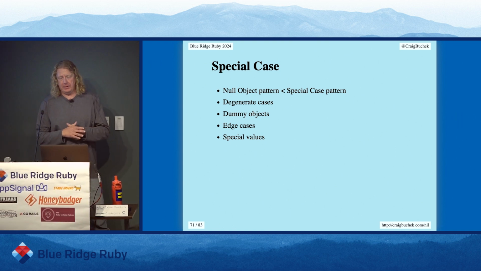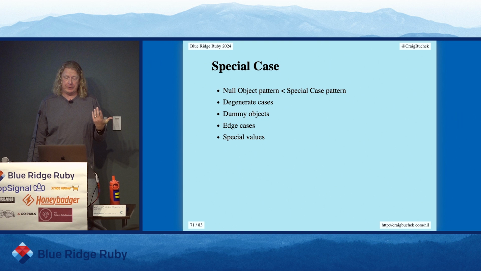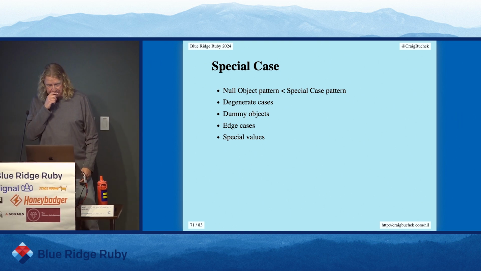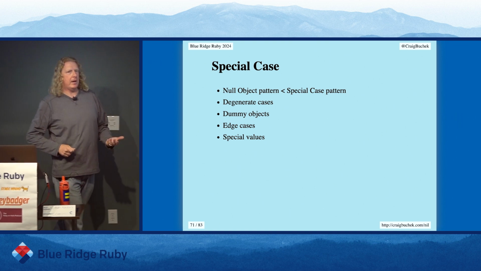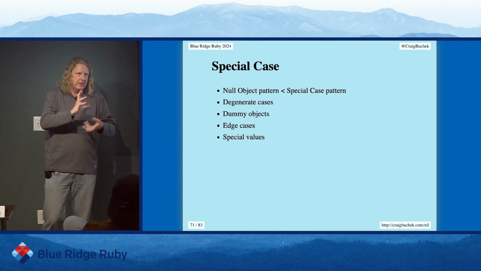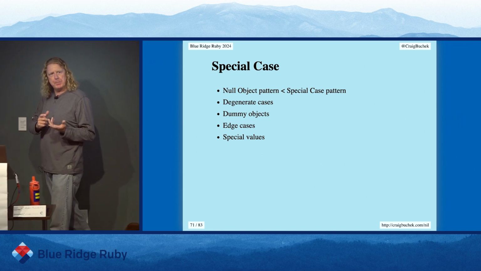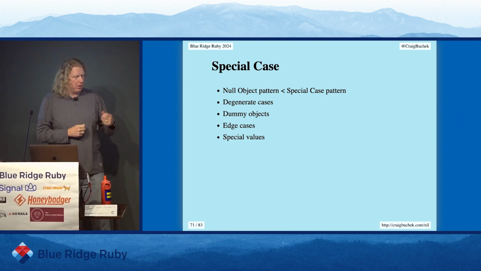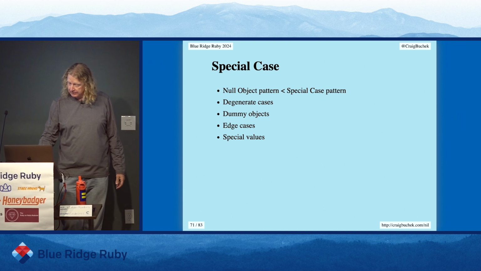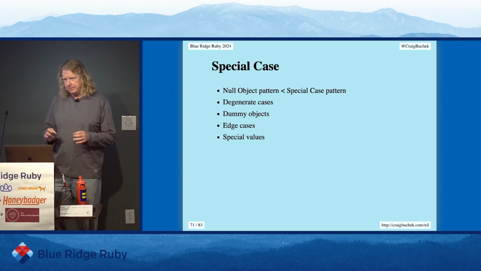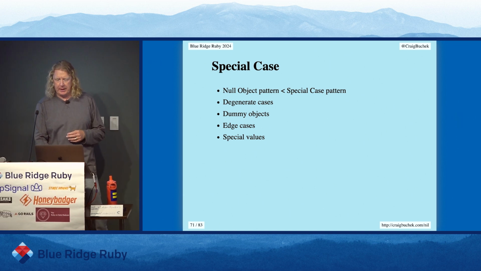So special case classes handle a lot of special conditions and edge cases. They can be used to handle special cases that don't fit the null object pattern, like dummy objects. So if you've got a test and you don't want to deal with the actual object, maybe that's on a database, you could create this little dummy object with the same API and test with that instead. This is also called exceptional case.